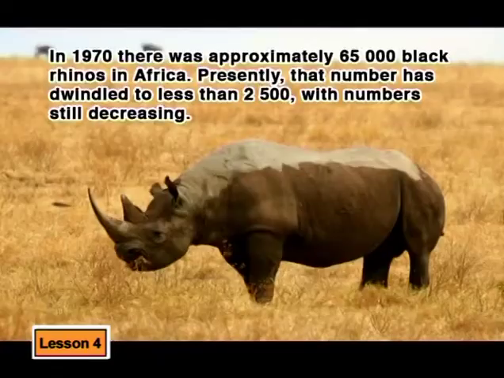One of the most well-known endangered species is the black rhino. In 1970, there were approximately 65,000 black rhinos in Africa. That number has dwindled to less than 2,500, with the number still decreasing. Wow, that's scary. It is. Now let's use these numbers to work out what the yearly rate of decline of the rhino population is.